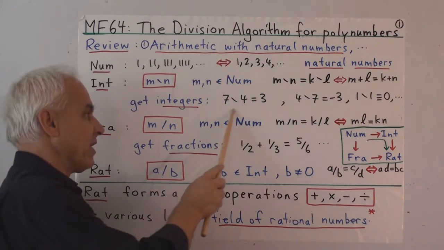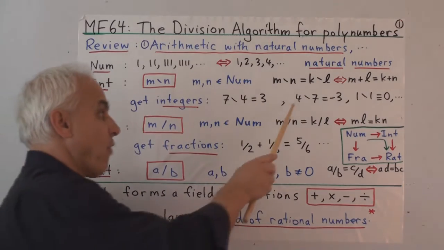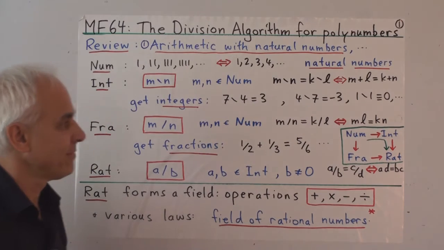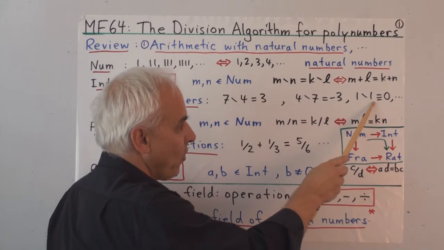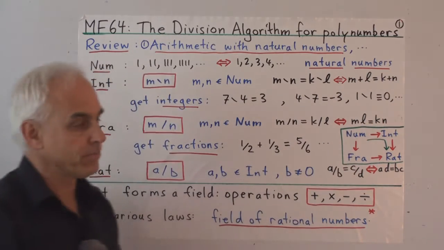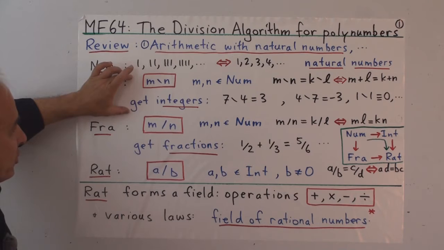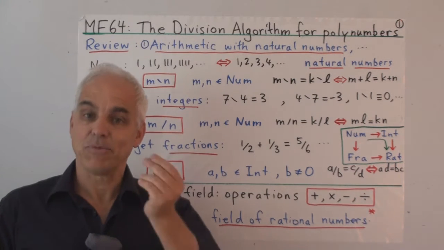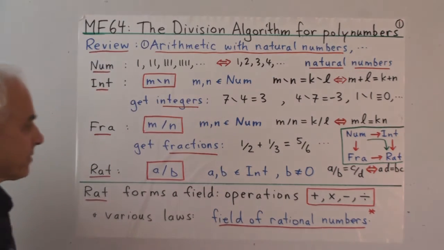So for example, 7 less 4 is what we would normally call 3. And 4 less 7 is what we would normally call minus 3. This one here is rather special. 1 less 1, that's the number 0. And when we move from the natural numbers to the integers, we enlarge our arithmetic because we can now talk about subtraction along with addition and multiplication.